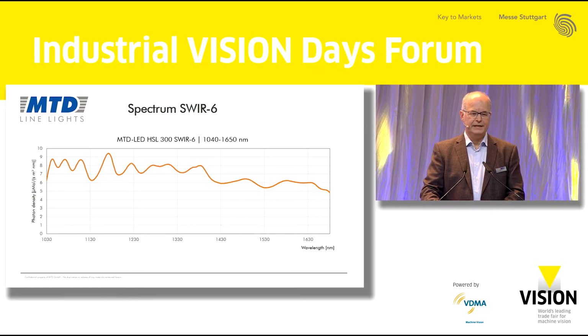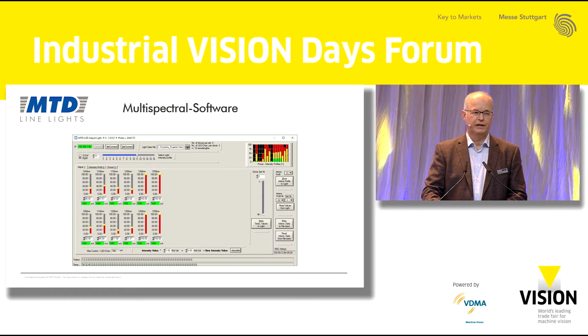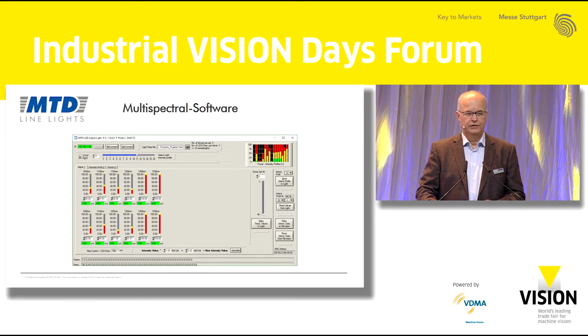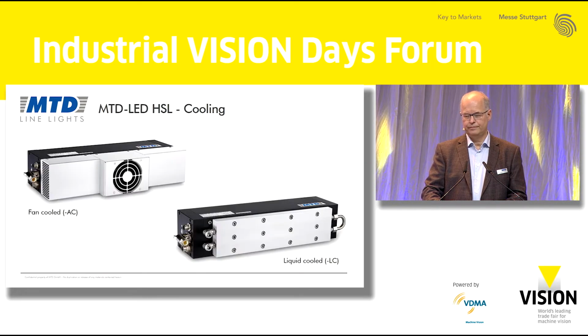Here you can see the homogeneity of the shortwave infrared 6 spectrum. This is realized via our multispectral software, which allows us to adapt each wavelength in intensity. And you can store in the light itself up to 16 different wavelength spectrum combinations.